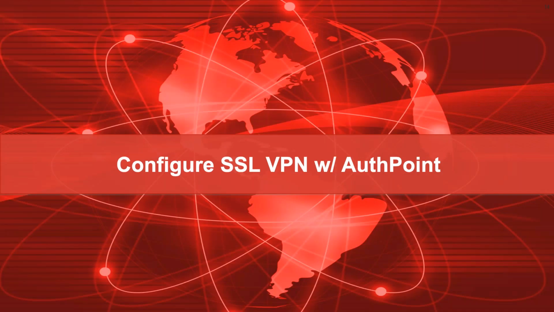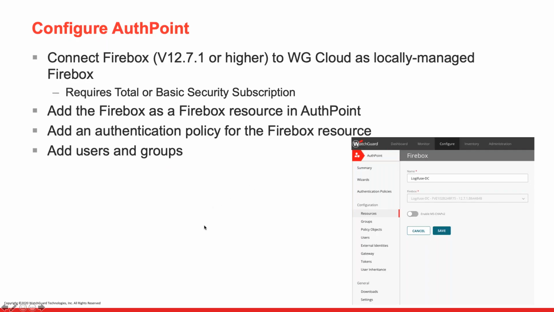All right, so how do we configure SSL VPN with AuthPoint when we tie into our new enhancement? So this is with 12.7.1, we are tying directly into WatchGuard Cloud. So the first step is that you need to connect your Firebox. And again, this is assuming that you have a Firebox. If you don't have a Firebox, you could just look at our integration guides for one of our competitors' firewalls. So the first step is that you're going to connect that Firebox 12.7.1 or higher to WatchGuard Cloud as a locally managed Firebox.